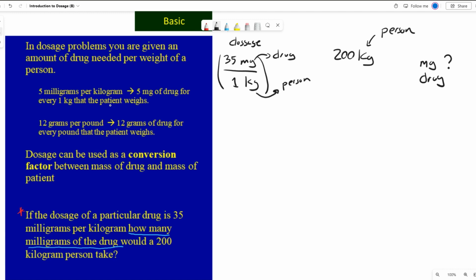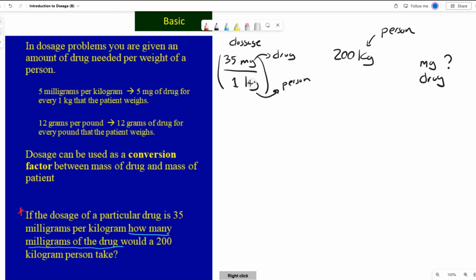So now that we have all of our terms, you want to take a look at how I can isolate milligrams of drug here, because that's what I'm being asked to find in the problem. I want all of my other units to cancel out except for milligrams of drug. Well, what other units do I have?